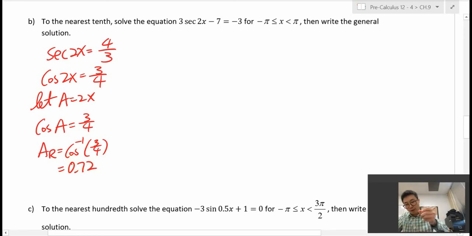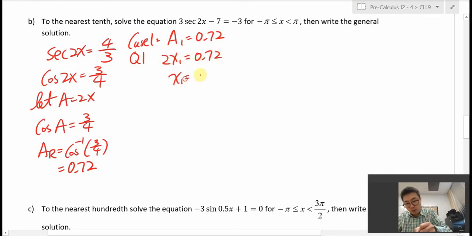Okay, now we can find A1. Because we say A is 2x, well, not yet. Cosine is positive in quadrant 1 and quadrant 4. So I'll say case 1, in quadrant 1. In this case, A1 is simply 0.72, right? That means 2x1 is equal to 0.72, so x1 is 0.36. Okay, now that's one of the answers.